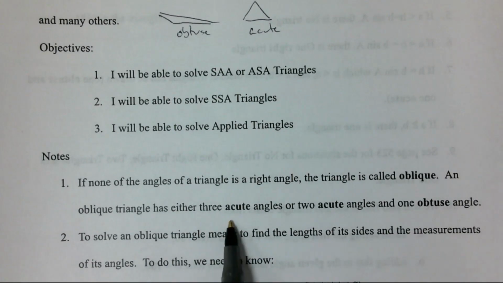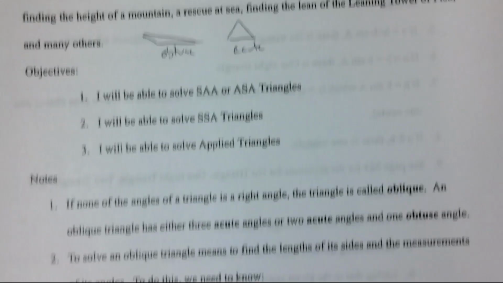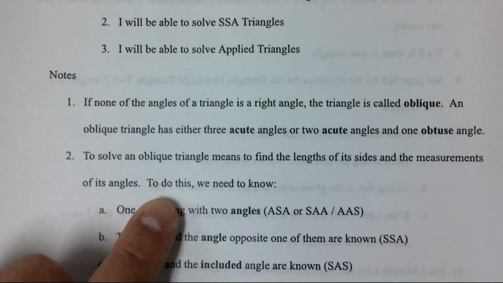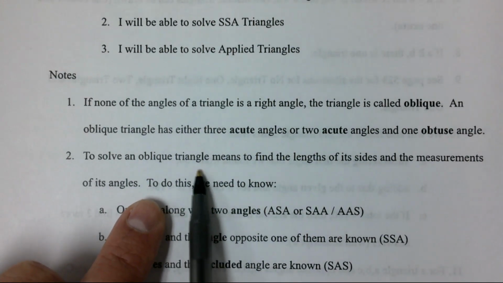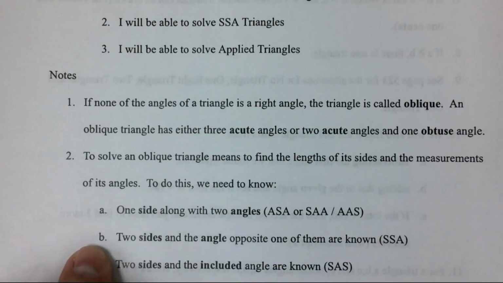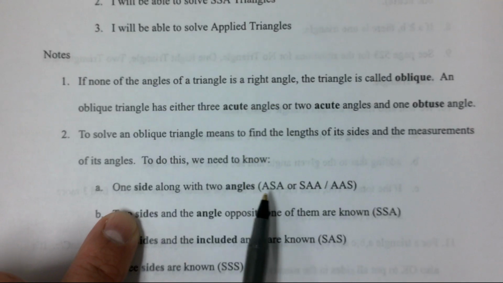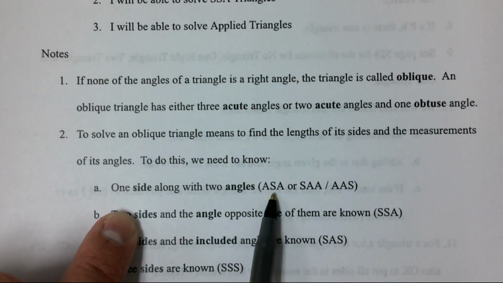Okay, so to start with, if none of them are a right angle, it's called oblique. You either have three acute angles like that, or you have two acute and one obtuse like that. To solve an oblique triangle means to find the lengths of the sides and the angles. And to do this, you need to know, like, the A stands for angle, the S stands for side.